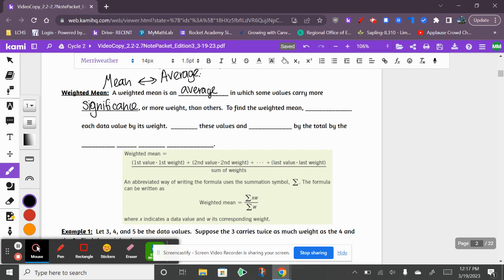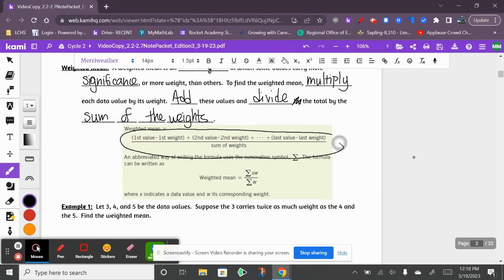To find the weighted mean, you will multiply each value by its weight. Then you will add these values and divide the total by the sum of the weights. And here is a visual to help you explain what we just said in words.